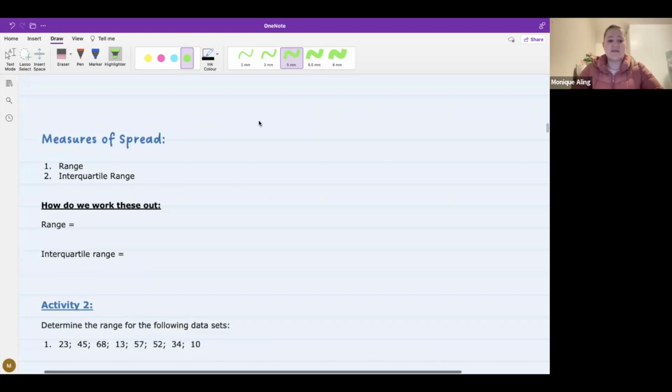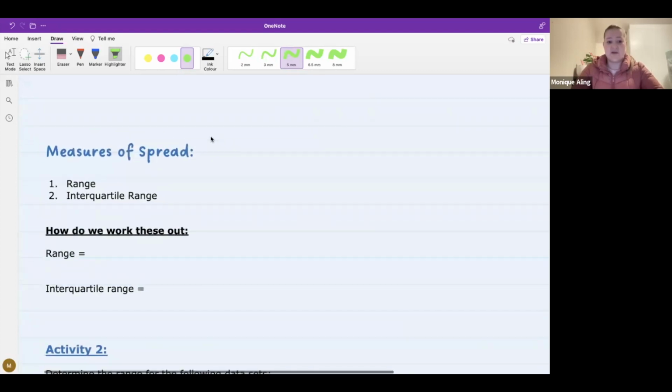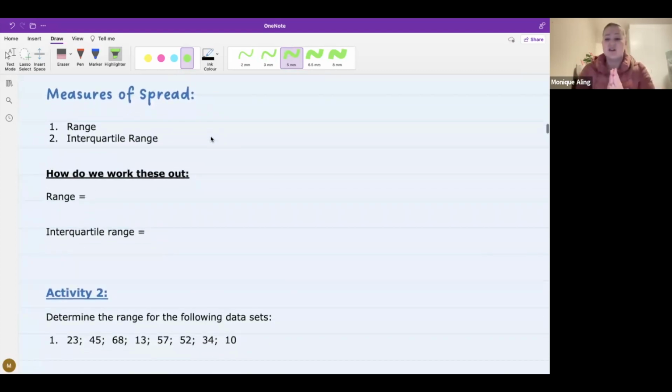Okay, so we looked at the measures of central tendency. Now we're going to look at measures of spread. So it's still summarizing data. We have range and interquartile range. How do we work these two out? How do we work out the range? What do we do to get the range of our data?